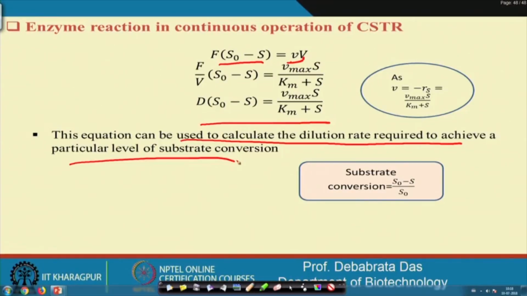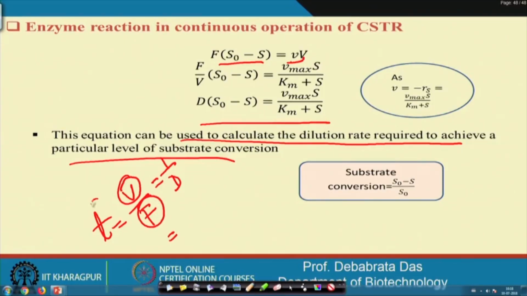How can we calculate the time? I have already mentioned what T is equal to: V by F. Am I right? V by F equals 1 by D. So this is the volume of the reactor, this is the volumetric flow rate, and if we find out the time of the reaction from this particular process, then we can easily find out the volume of the reactor.